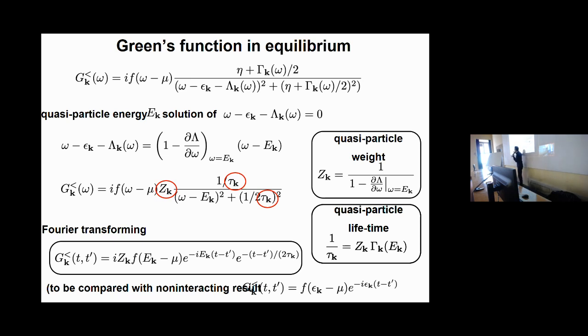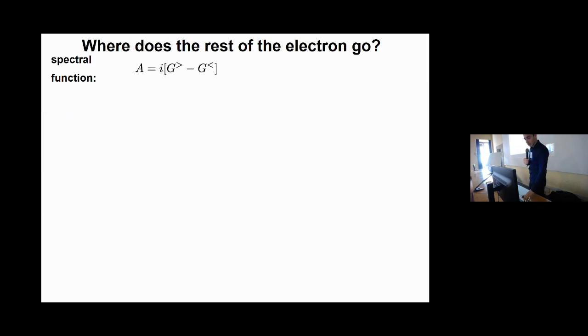Zk before was 1, and now is in general an object between 0 and 1. And this should be compared with the expression we had before in the non-interacting case. You see there is no Zk here. So somehow the electron has lost its elementary particle character when it is embedded into a system with many, many other electrons. So the natural question is, where does the electron go? Where does the other piece of the electron go?